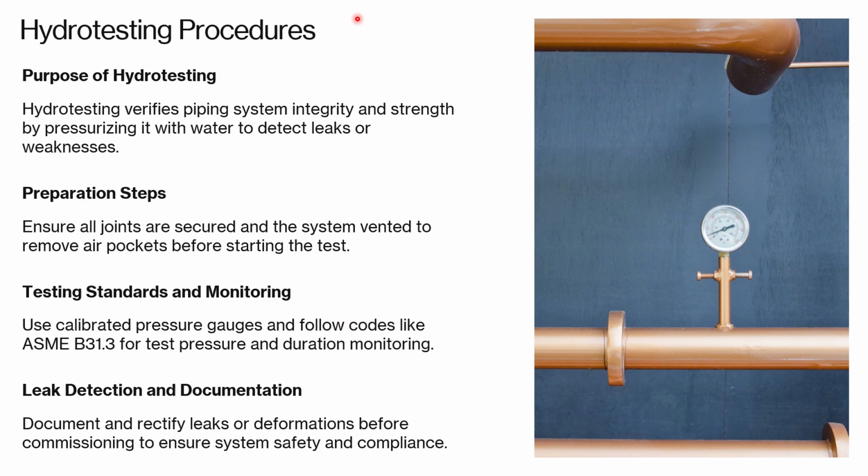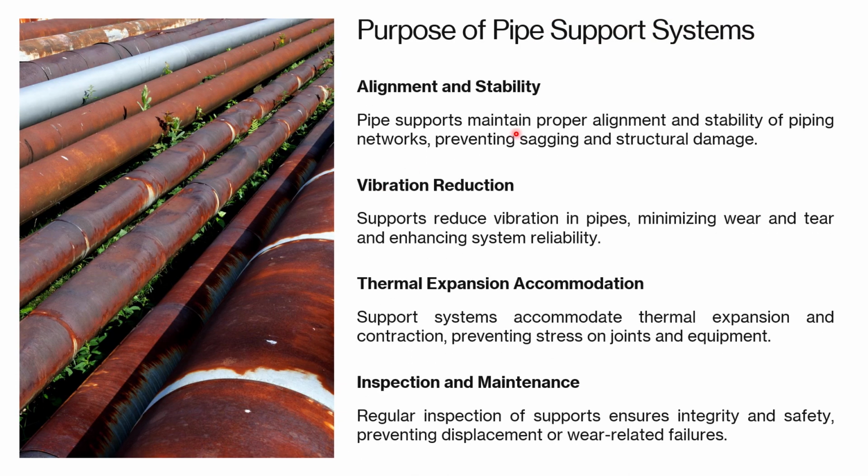In this system, we use calibrated pressure gauges and follow the test procedure outlined in ASME codes. ASME B31.3 gives you the detailed specification on how to perform this test. You should be aware of it. Any leaks or deformations are documented and rectified before proceeding to commissioning. When we say the construction is ready and the systems are ready for commissioning, the first step towards commissioning is the hydro testing. So we should be aware of it. I guess you would have learned how we do hydro testing and how it is important for the system. Moving on to the next one, guys. So what is the purpose of pipe support?